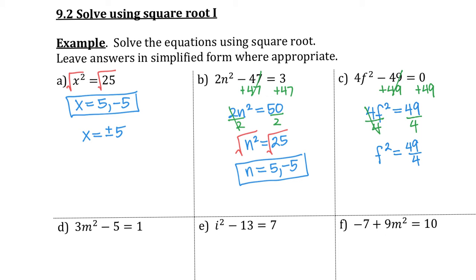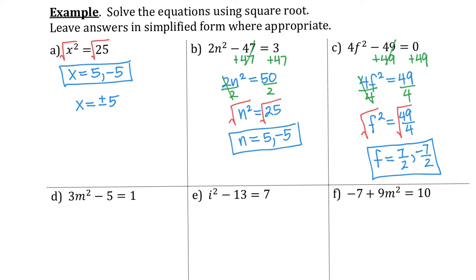Now I have f to the second. To cancel this squared on the f squared, I have to square root it. If I square root the left, I square root the right. Now when I get my answer, because this was a quadratic, I should get two answers. So one of them is, well, what's the square root of 49? 7. What's the square root of 4? 2. 7 over 2 is one of my answers. But then I also get -7 over 2, because if I square -7 over 2, I also get positive 49 over 4.